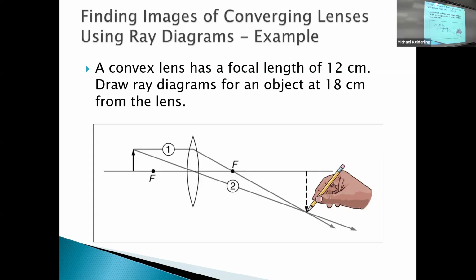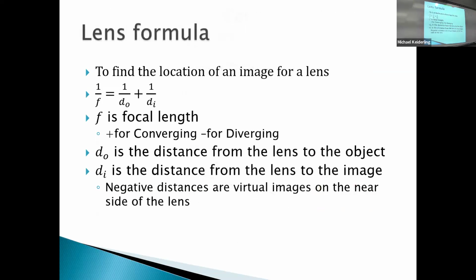You can also use the thin lens formula, which is 1 over focal length is 1 over d object plus 1 over d image. F is focal length. It's positive for converging lenses, negative for diverging lenses. DO is the distance from the lens to the object. DI is the distance from the lens to the image. Negative distances mean a virtual image on the near side of a lens.